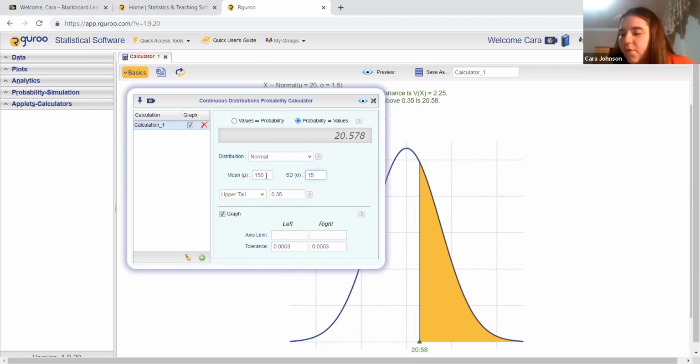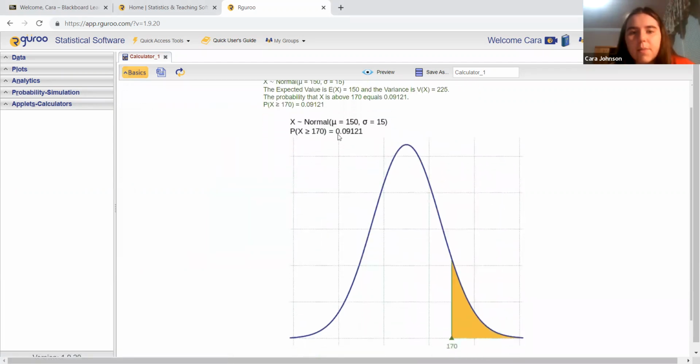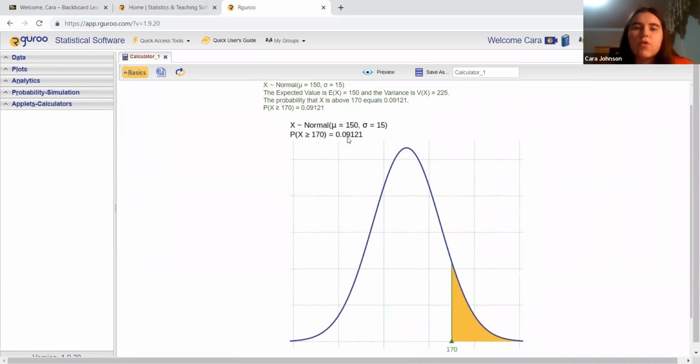First question, find the percent of people whose weight exceeds 170 pounds. So first of all, we're going from data values to probability. So we're going to select this option here, and then it's going to be above 170. Hit the eyeball. And so that gives me about 0.09, which you could convert to a percentage also, since it asks you what percent. So that would be 9.121% if you move the decimal 2 to the right.